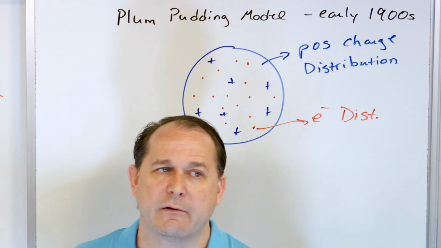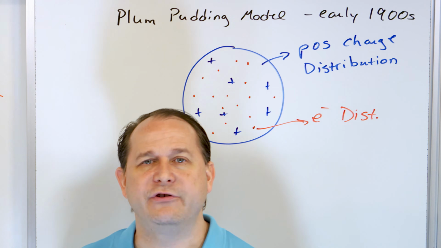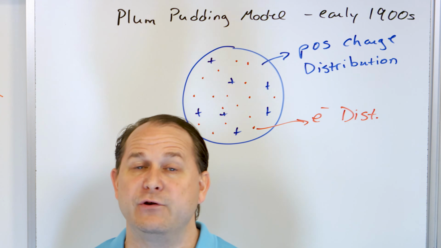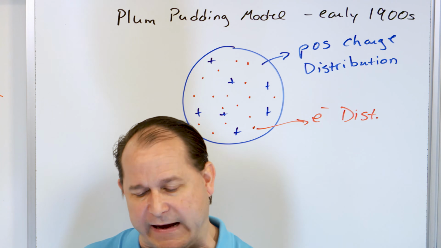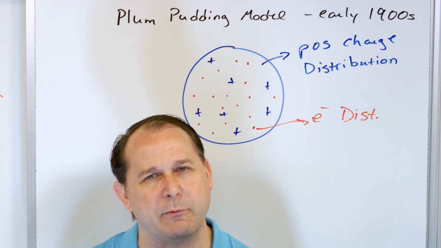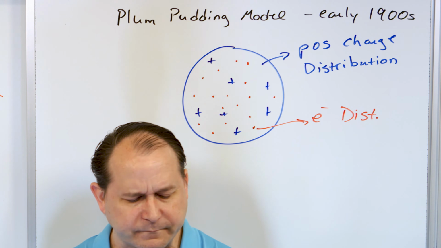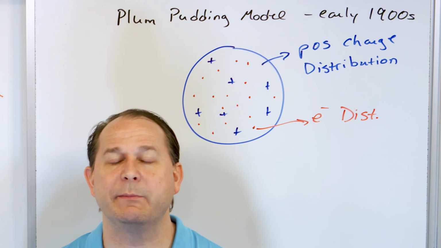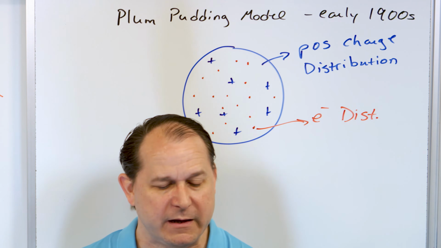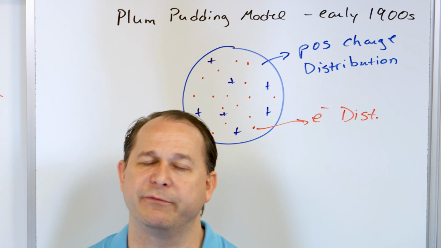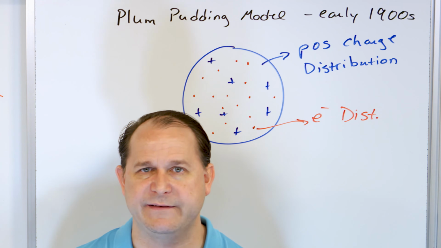So the next step is, all right, this is your model. Now what you have to do is go create some experiments and see if you can test your model. And so that's exactly what people did. Very, very smart people. All right, so a gentleman by the name of Rutherford, shortly after this plum pudding model was put forward, was thinking about how can we test it?